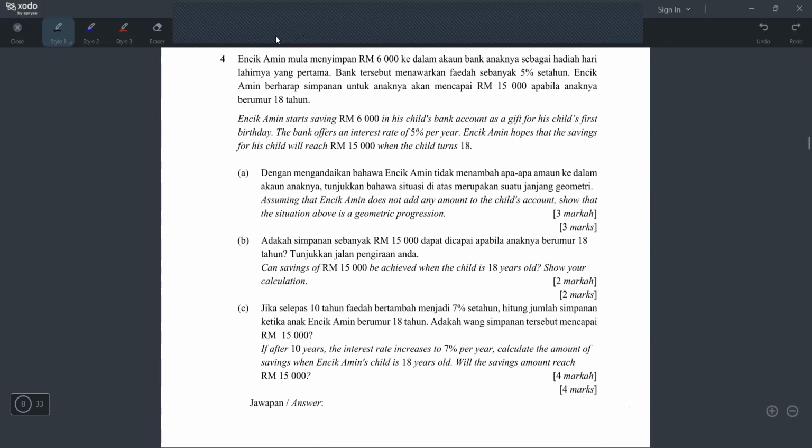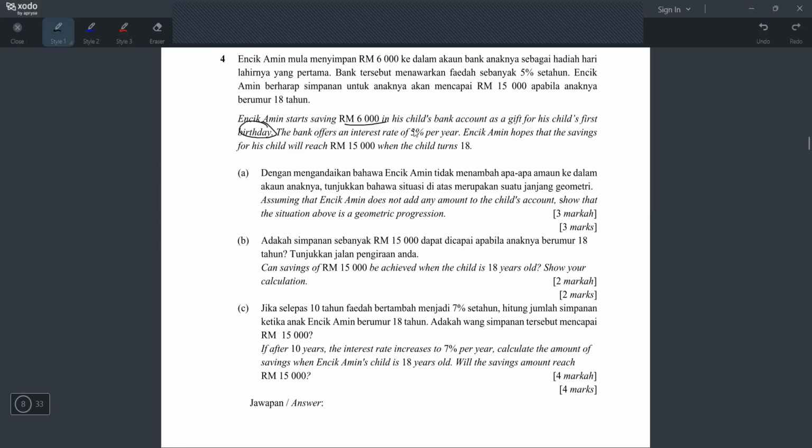Let's continue with question number 4. This is progression maybe, I'm just guessing. Let's see. Encik Amin starts saving 6,000 ringgit in his child's bank account as a gift for his child's first birthday. So first birthday means 1 year old, right? So when the child is 1 year old, the child gets 6,000 in his bank account.